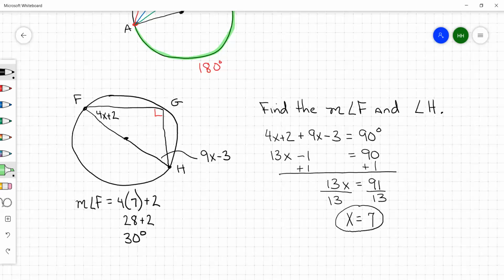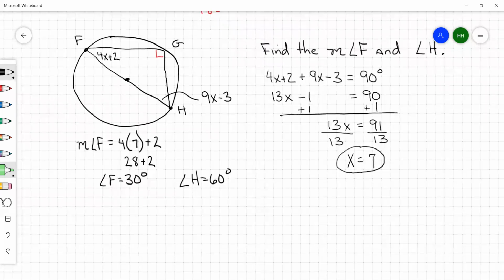60, good. So we got, oh, I've lost my cursor. There we go. We got angle F equals 30. We got angle H equals 60. You could have all kinds of fun with this problem, couldn't you? Because what kind of right triangle do we have in here now? Come on. 30, 60, 90 special right triangle, don't we?